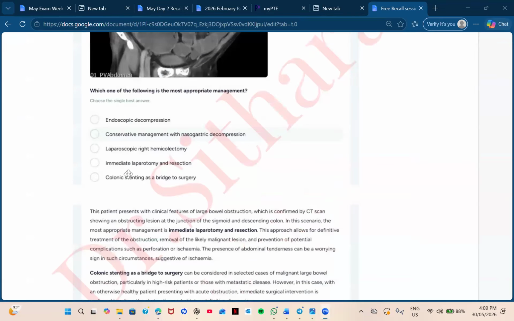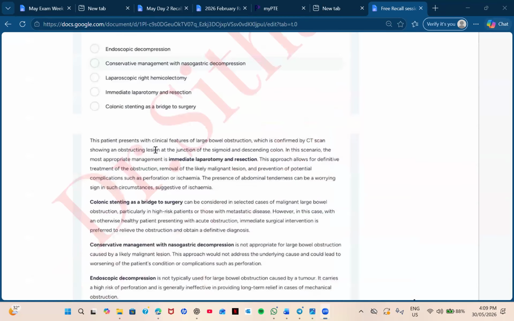The patient presents with clinical features of large bowel obstruction, confirmed by CT scan showing an obstructing lesion at the junction of sigmoid and descending colon. So in this scenario, the most appropriate management is immediate laparotomy and resection. Can you see? Everyone has marked the wrong answer. That is why I want to explain.